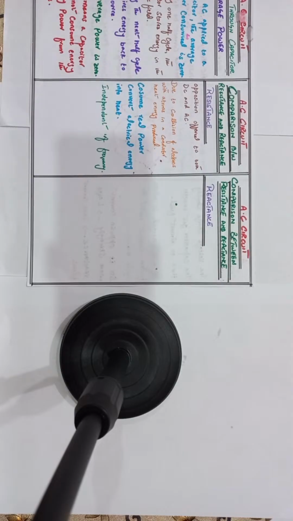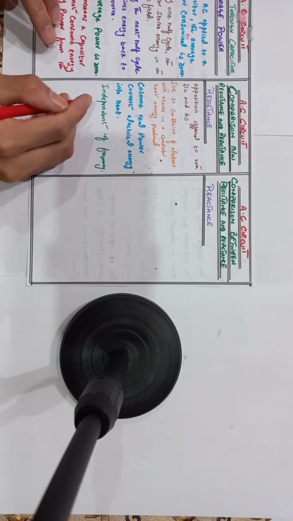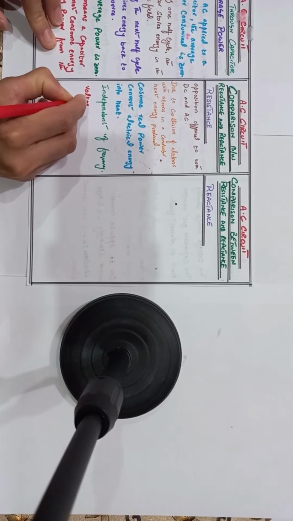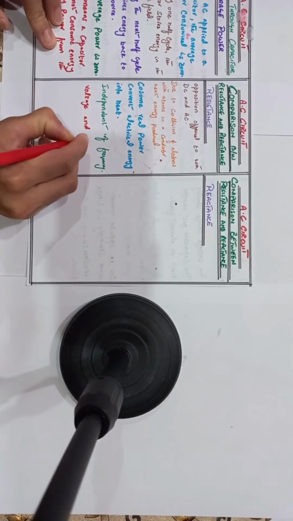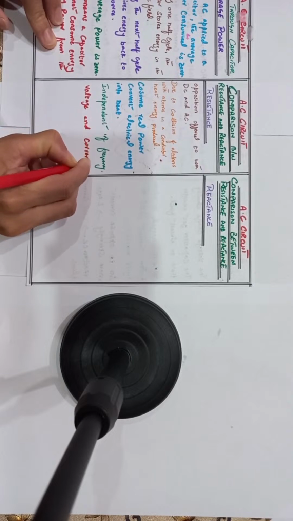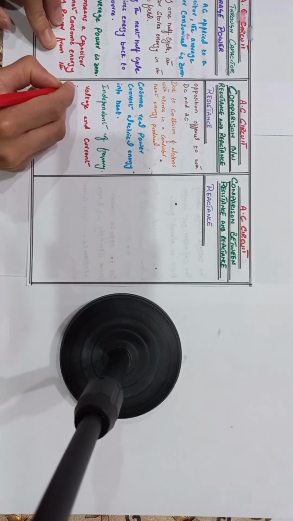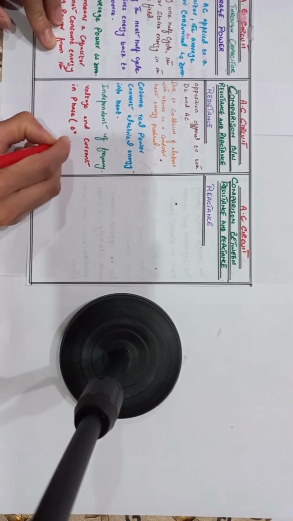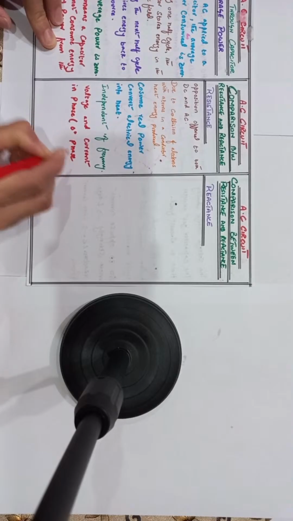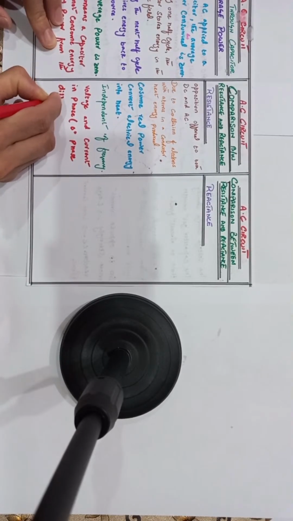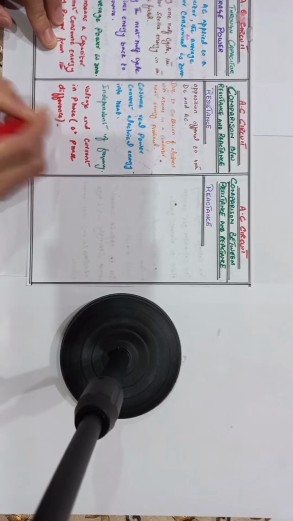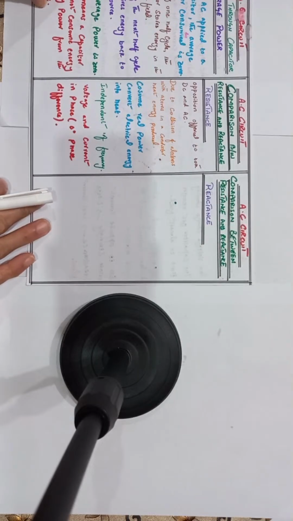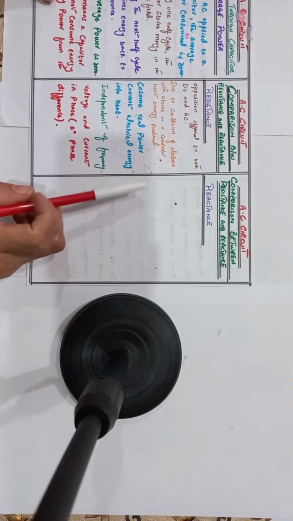Last point we write about the resistance, that is the voltage and current are in phase. So we write that voltage and current in phase. When the voltage and current are in phase, it means that they have the 0 degree phase difference. That is all we write about the resistance.